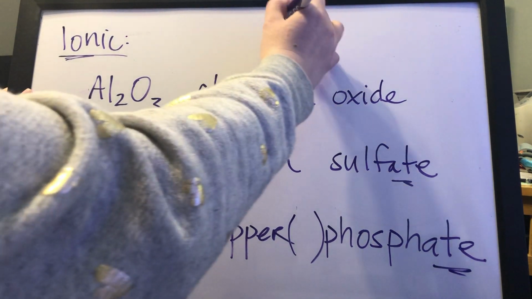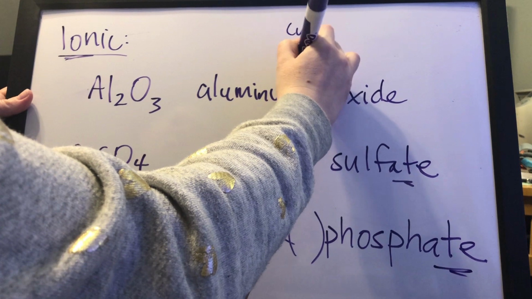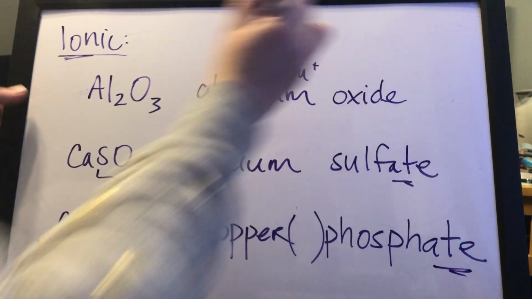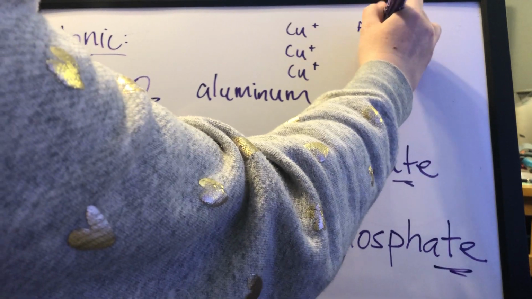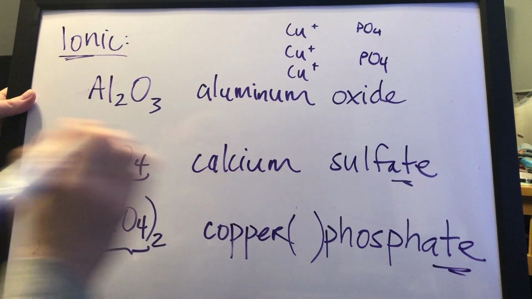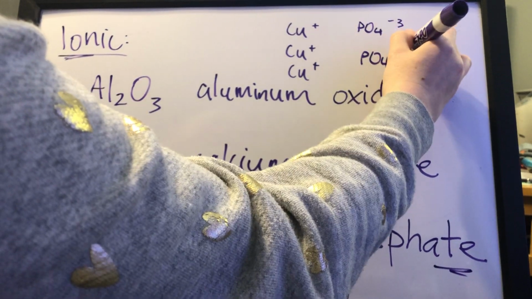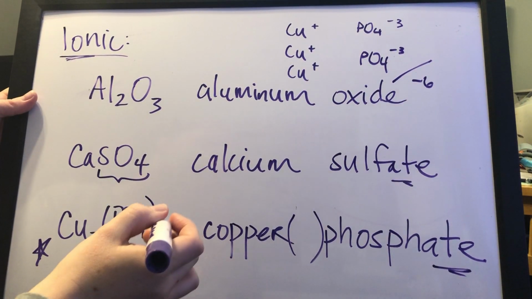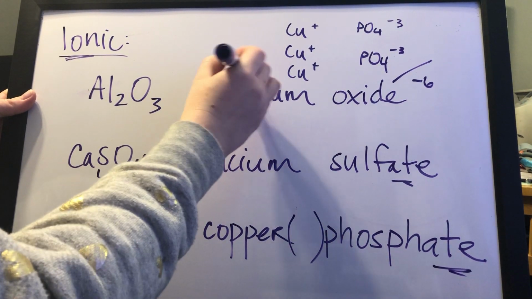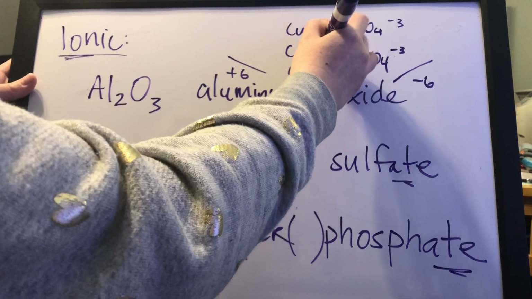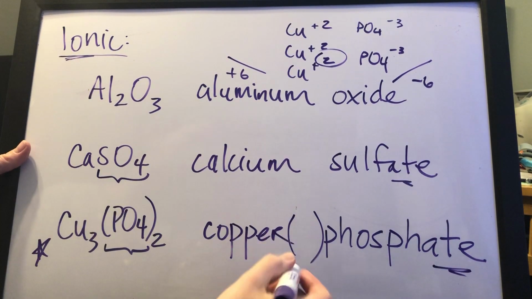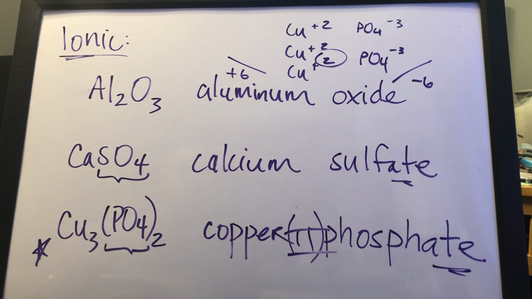And there's 3 coppers. I'm going to jump up here. So 3 coppers. Okay, we know they're positive because it's the metal. And there are 2 phosphates. And phosphate has a -3 charge. Gives me a total charge of -6, which means my positive charge has to be 6 to cancel out. And that means each of these coppers has to be +2. So the 2 is what's going to go down here in the parentheses. And this is copper(II) phosphate.